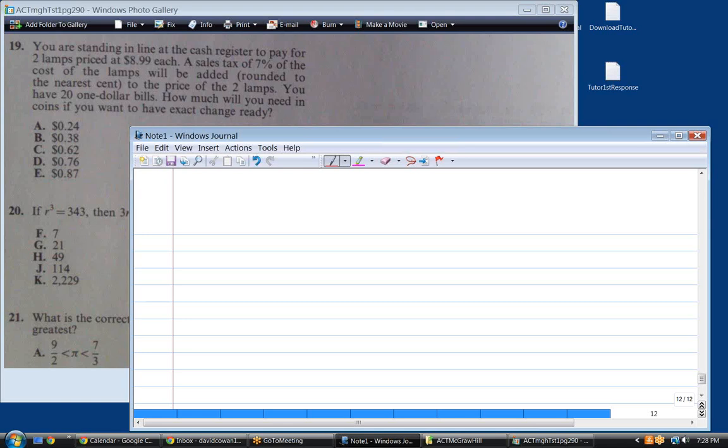So what's the first thing you have to figure out? Well, if you're buying 2 lamps, you need to do $8.99 twice. Okay. Should be $17.98. Right. Then what? 98. Okay, and then you should divide by 0.7.